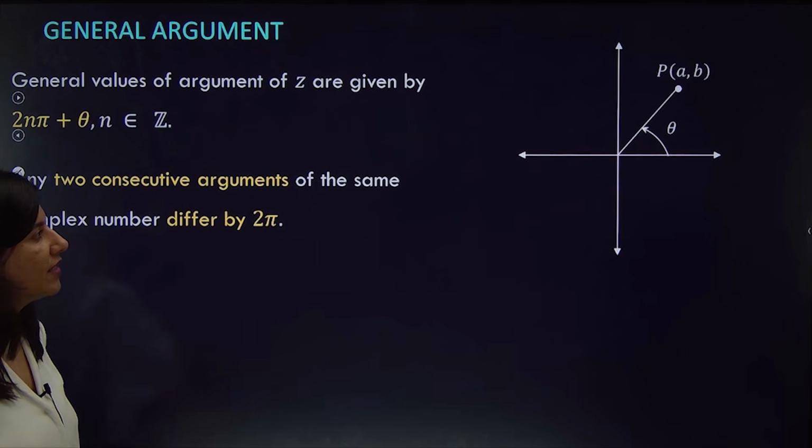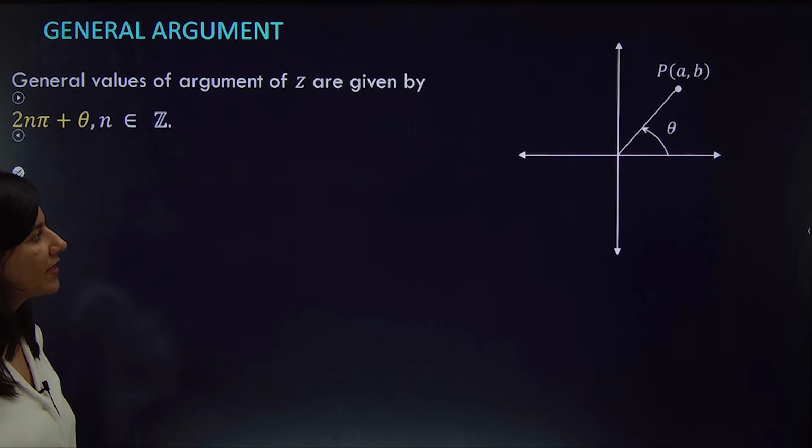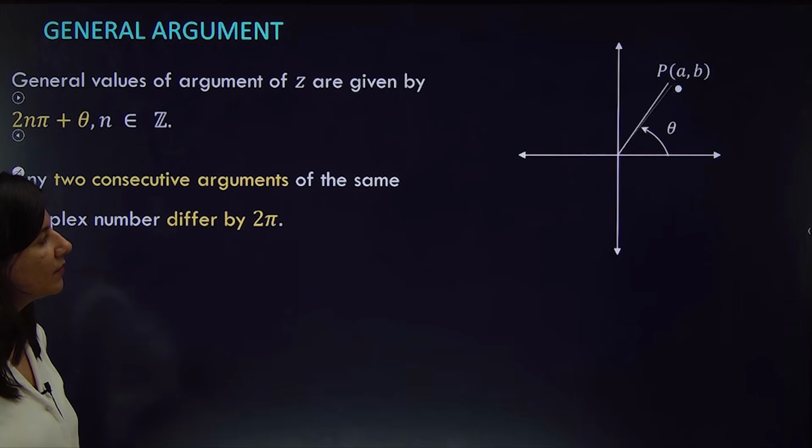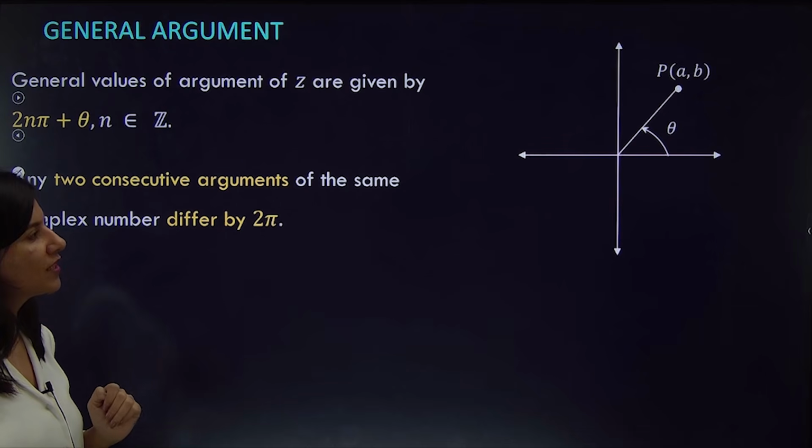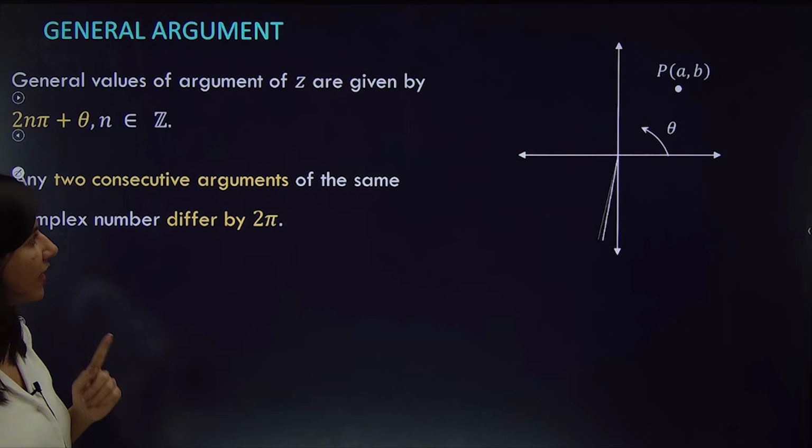Same position. See, I told you, theta and 2n pi plus theta. Did you see? Full circle, theta and 2n pi plus theta again.